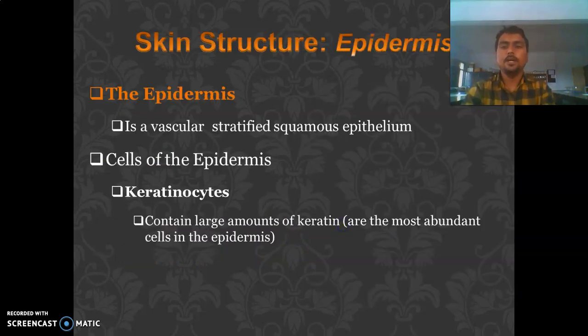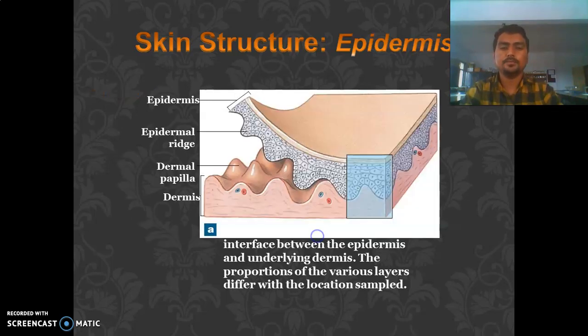Now first we will see the epidermis layer. It is an avascular stratified squamous epithelium. The epidermis cells are keratinocytes, which contain large amounts of keratin. These are the structures of the epidermis. This upper layer is the epidermis. These are the epidermal ridges. After that, the dermal papillae, and below the epidermis is the dermis layer. These dermal papillae join the epidermis and dermis to each other.